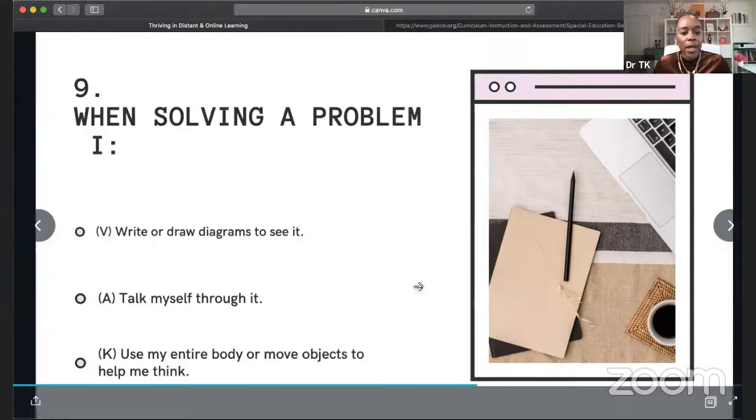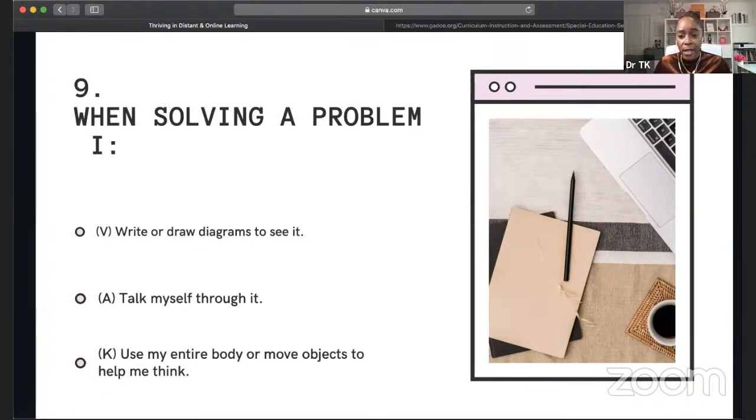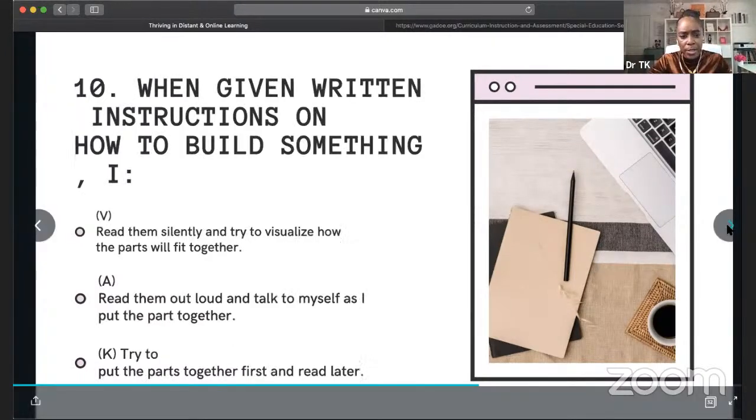Number 9, when solving a problem, V, I write or draw diagrams to see it. So maybe if you're in math, you got to doodle something. A is you got to talk yourself through it. Like if you're doing division as a kid, like 40 divided by 9, you got to talk it out. And then K is you use your entire body or objects to help you think. So literally you may have to move your arms in order to get your mental stuff going to remember something.